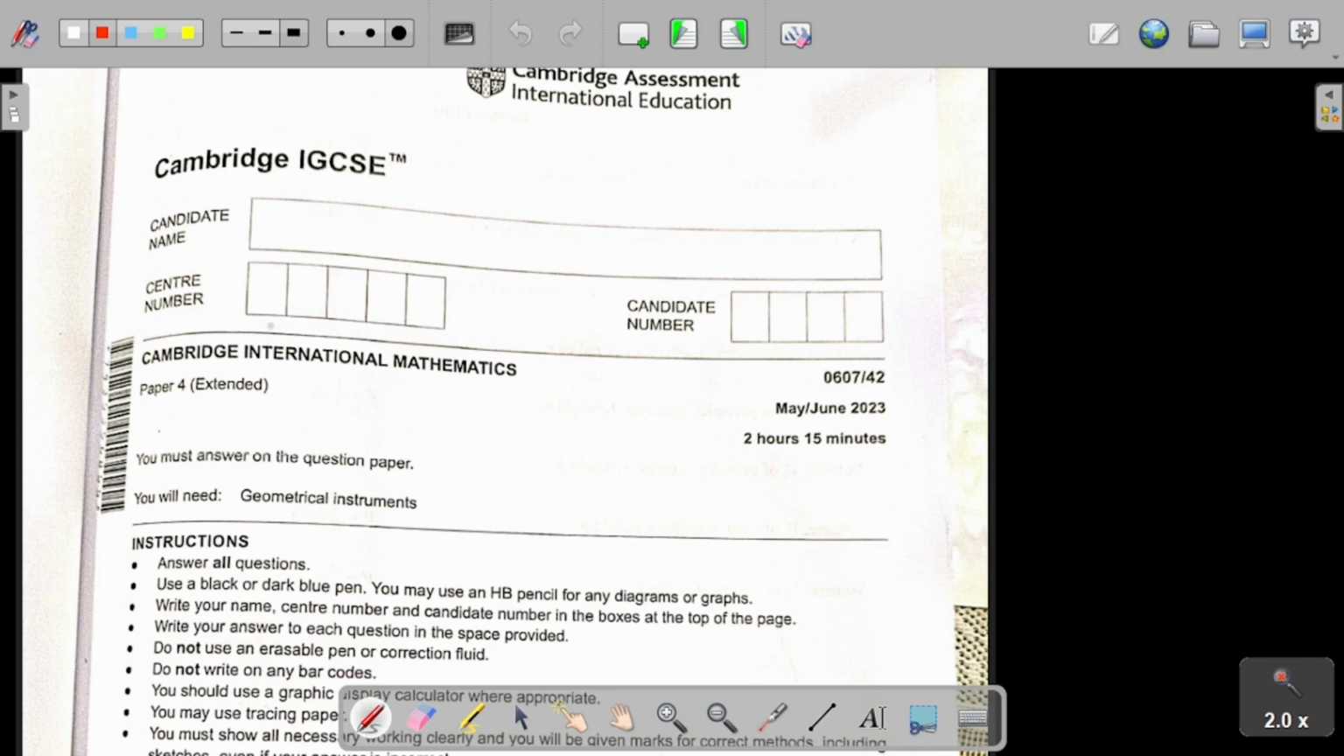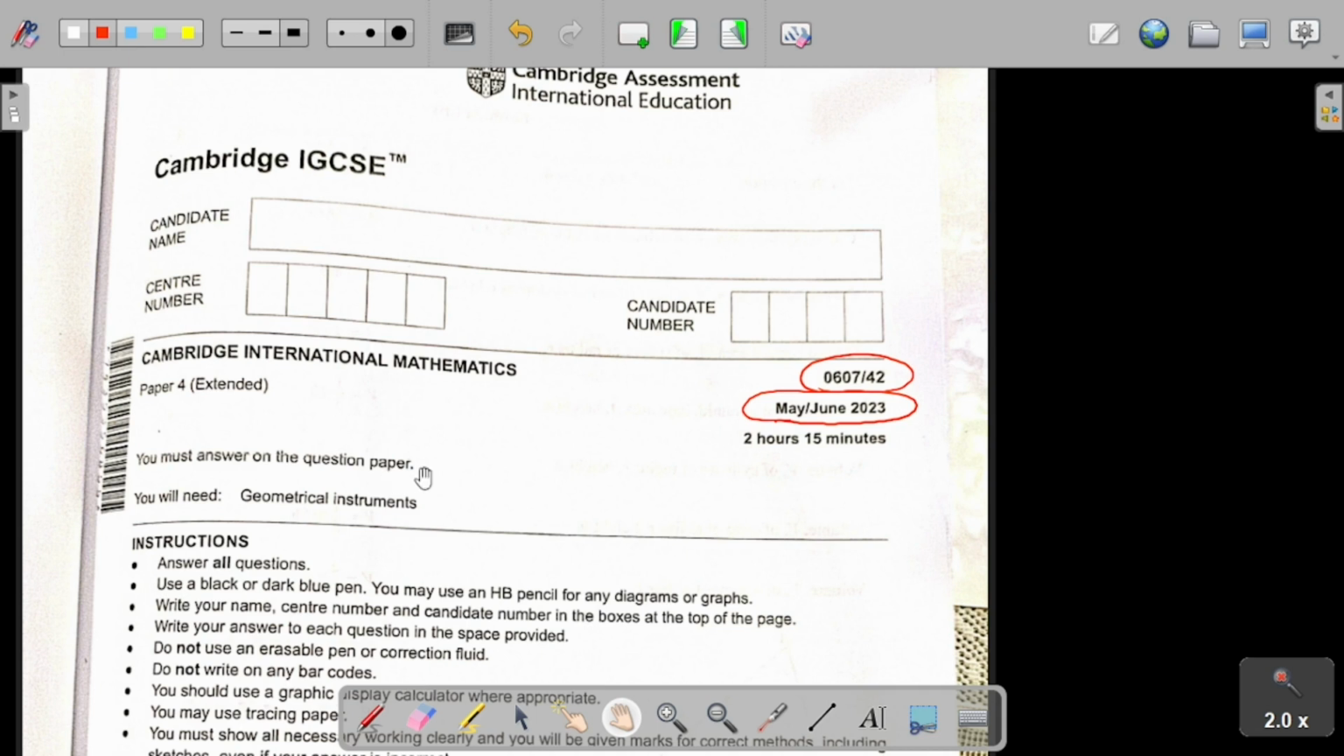Welcome students. In this video we will discuss Cambridge International Mathematics May-June 2023 and the paper code is 0607/42. So our discussion will be based on this paper, and with the help of this paper I will try to emphasize and concentrate on a particular question and a particular concept in each video.